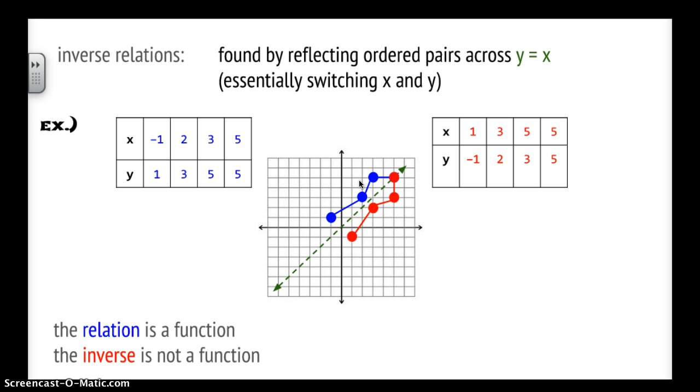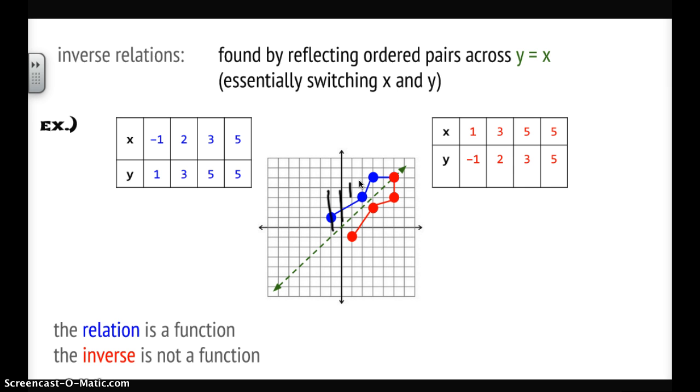Notice the relation is a function. When we look at this, it passes the vertical line test. However, the inverse does not pass the vertical line test. It is not a function. So the inverse not passing that vertical line test makes it so that it's not a function, right? All of these vertical lines kind of lead us to that.